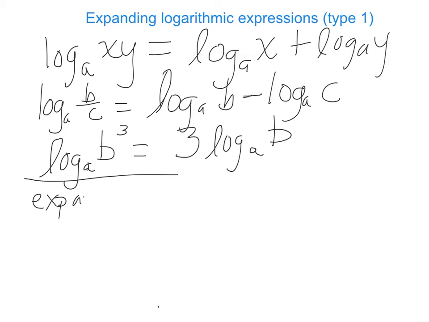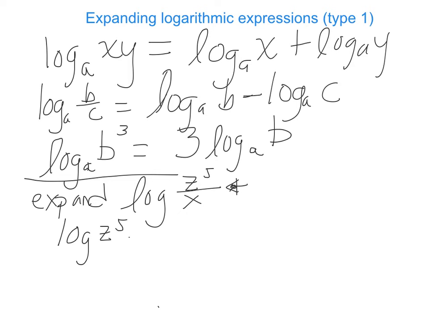So let's say that they're asking us to expand the log of z to the fifth over x. So first thing to notice is that it's a single log put together. We have division here. Based on our division, we're going to start, because the main thing is division, z to the fifth divided by x. We're going to use this property, the second property listed. So we're going to rewrite it as log z to the fifth minus log of x.